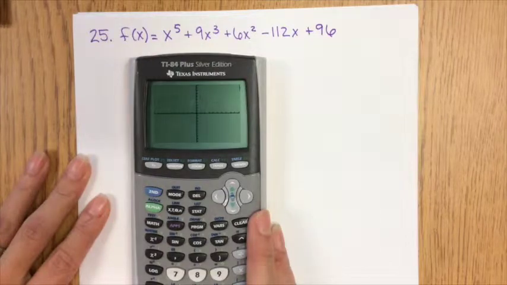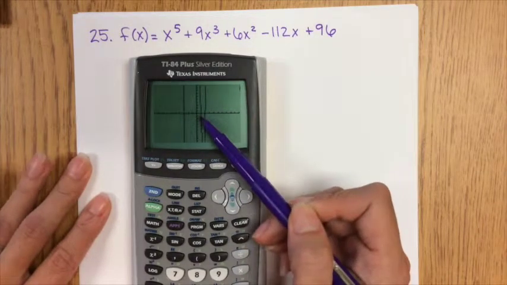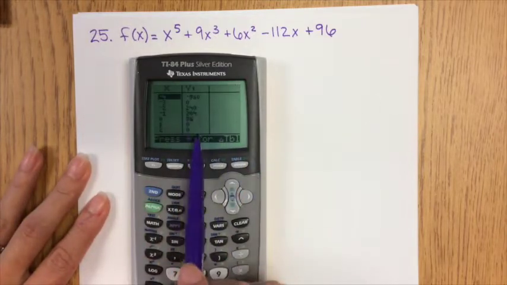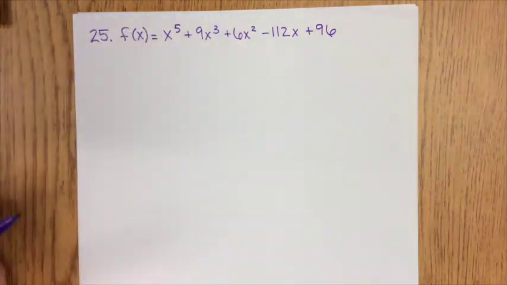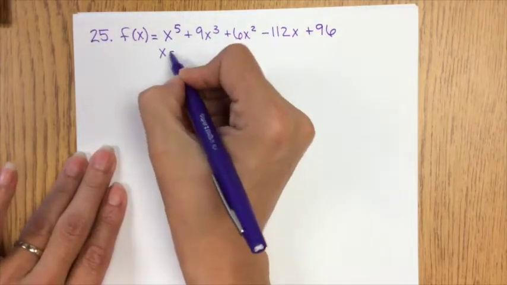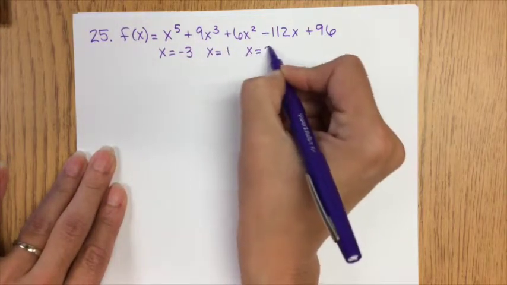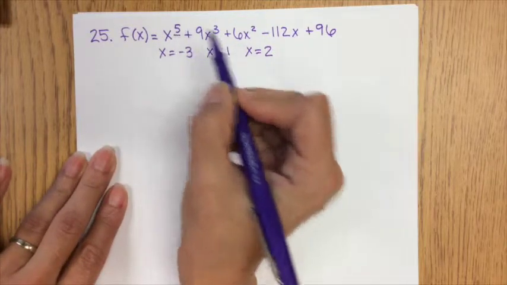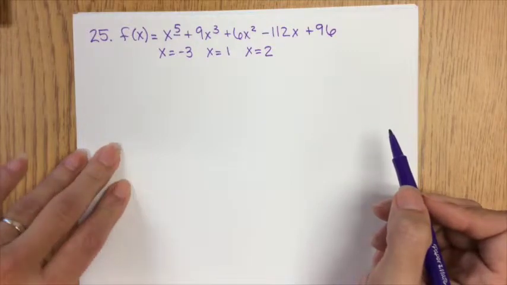Okay, so here is the graph of that polynomial. It looks like I have -3, 1, and 2 maybe. Let's check our table just to double check. -3, 1, and 2. None of them look like they repeat, so I'm just going to write those down. X equals -3, X equals 1, and X equals 2. I'm looking for a total of 5 zeros. My degree tells me how many zeros I need to find before I finish.